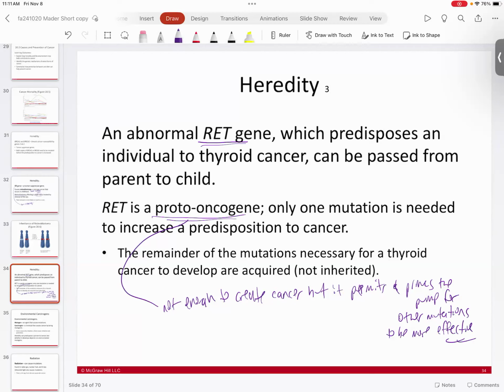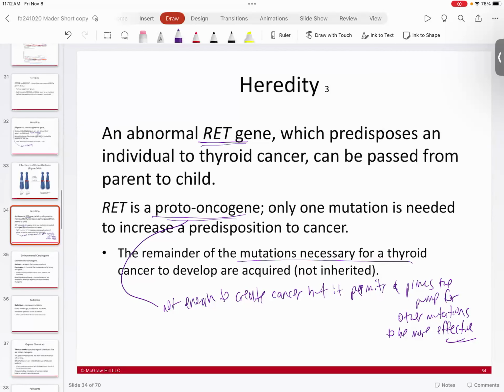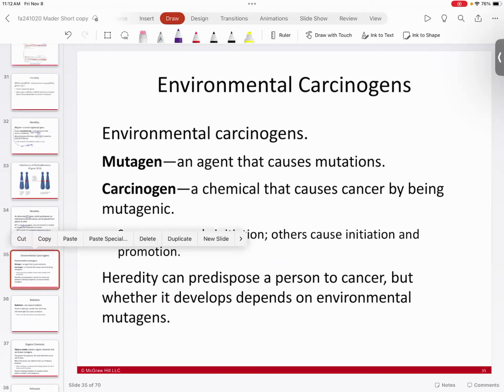So for instance, if you had a healthy RET, then developing a mutation in some of these other thyroid genes would not have the same impact. But because you already have RET mutated, it makes mutations in these other genes a little bit more risky. So it kind of sets the stage or primes the pump to make those worse. And that's the reason why RET is considered a predisposition as opposed to a full-out cancer.